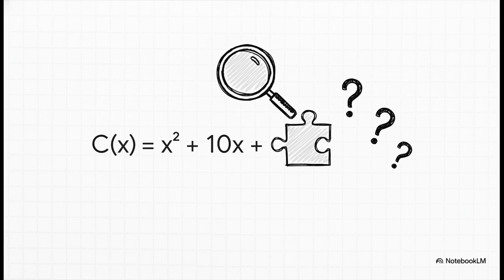But hold on, look at that. There it is again. That unknown piece of the puzzle, that general constant of integration, plus c. Now, mathematically, this is the correct general answer, but from a business perspective, this function is basically useless as it is.